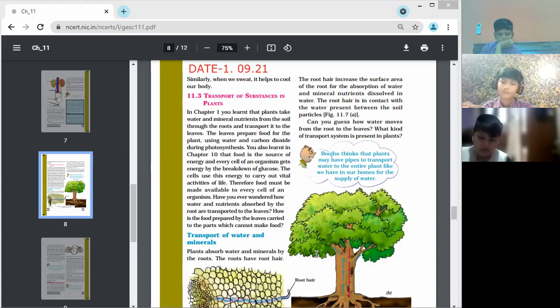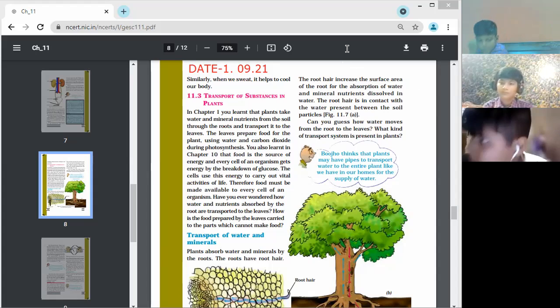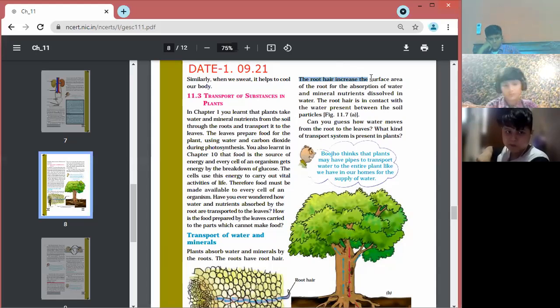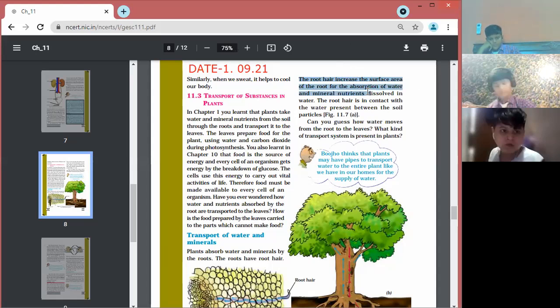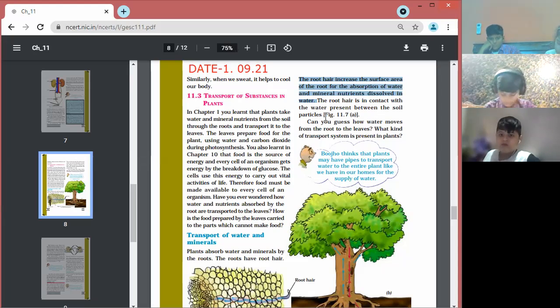You can see this diagram. First of all, you know the roots absorb water and minerals from the soil and carry them to the leaves. So children, just underline: root hairs increase the surface area of the root for the absorption of water and minerals dissolved in the water. At the end of the roots, a small hair-like structure is present, which is known as a root hair. The root hair is in contact with the water present between the soil particles.